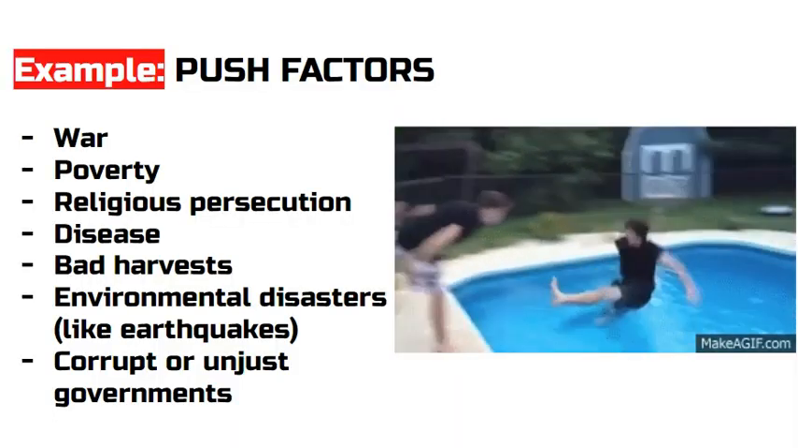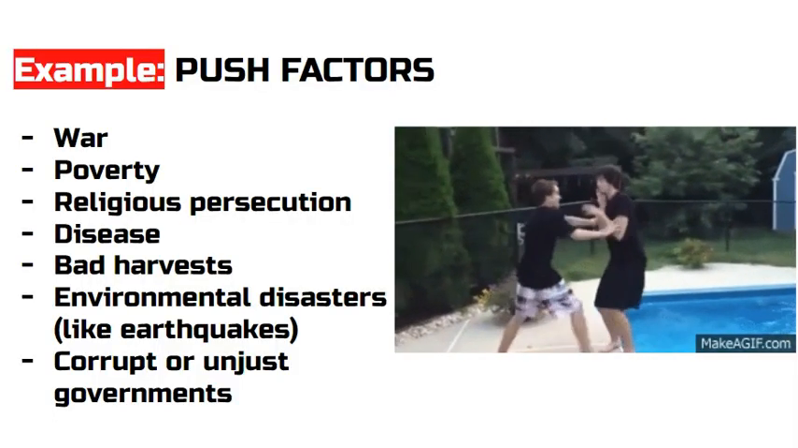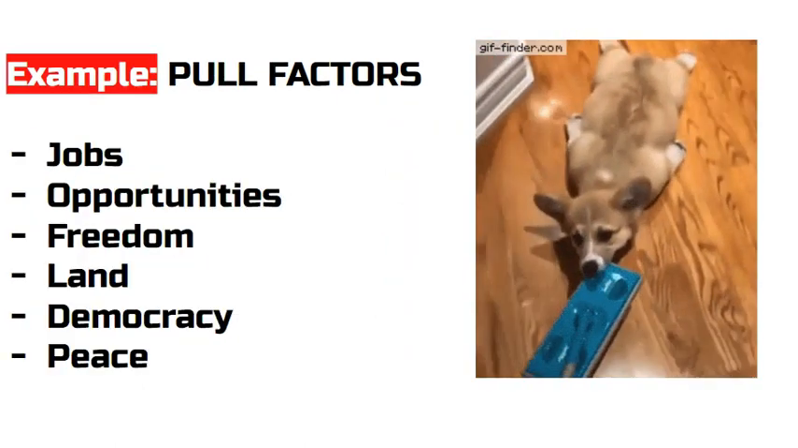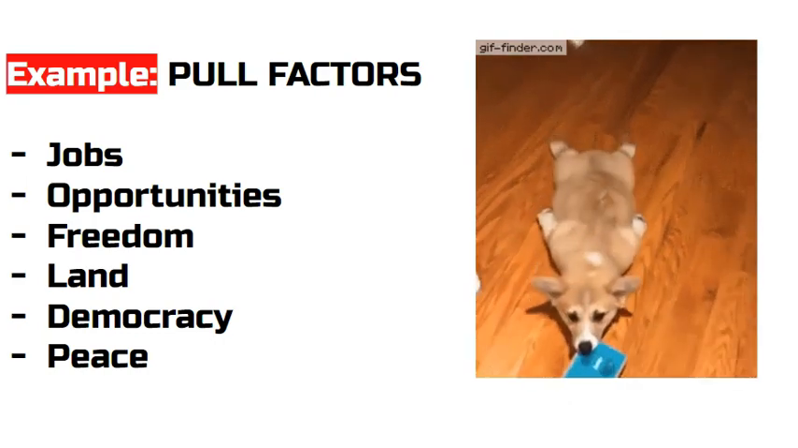Push factors: war, poverty, religious persecution, disease, bad harvest, environmental disasters like earthquakes, corrupt or unjust governments. Pull factors: jobs, opportunities, freedom, land, democracy, peace.